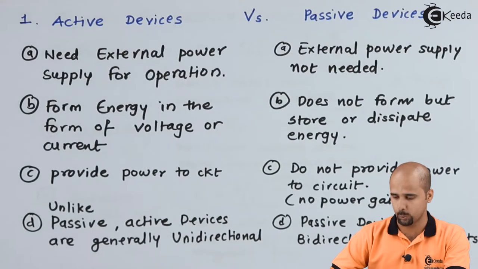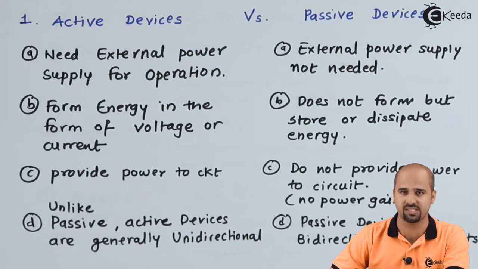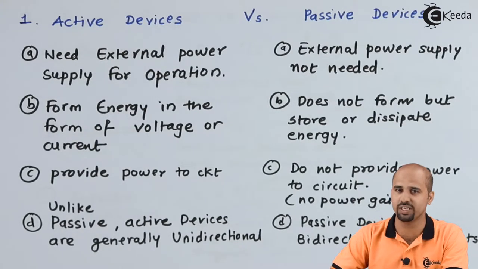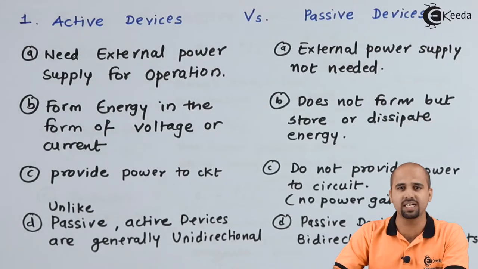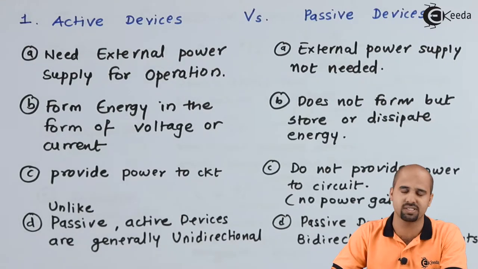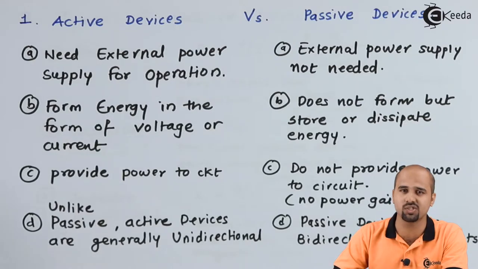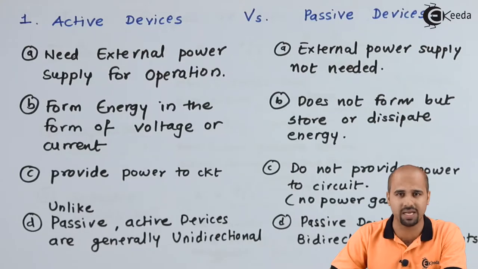Now let us start with active devices versus passive devices. How can I differentiate devices into active devices and passive devices? Active devices, for example, we consider diode, we consider transistor, and the passive devices in which we can consider resistances, capacitances, inductors. So all these are passive devices.